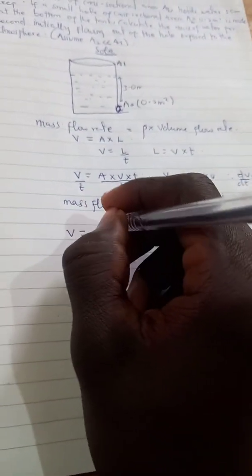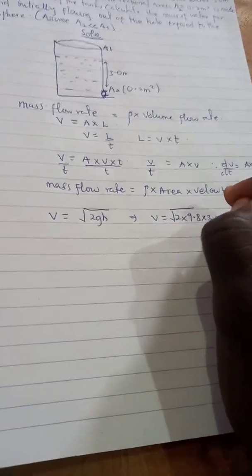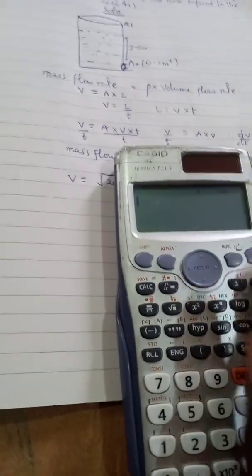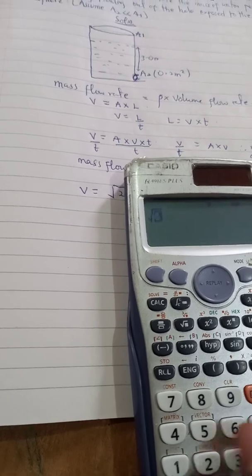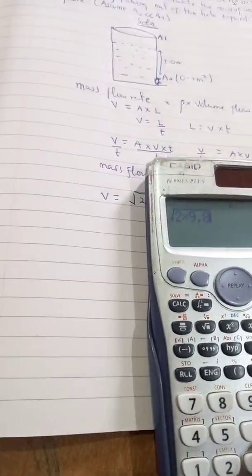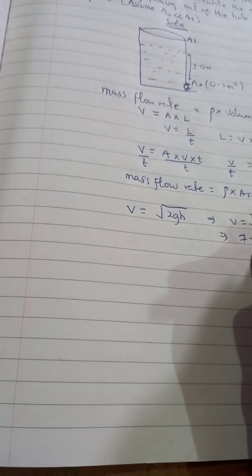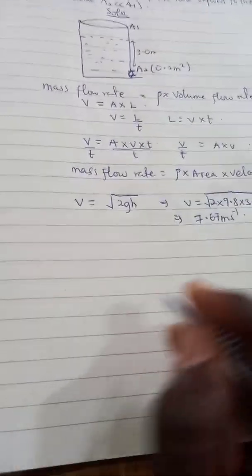From Torricelli's principle, we know that velocity is equal to the square root of 2gh. Now, from here, we make our substitution, and we get our velocity to be equal to the square root of 2 multiplying gravity, 9.8, multiplying the height, which is 3.0 meters. So what do we get for this? If I punch it into the calculator, the square root of 2 times 9.8 times 3, I'm getting 7.67 meters per second.